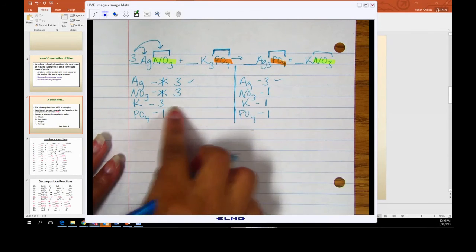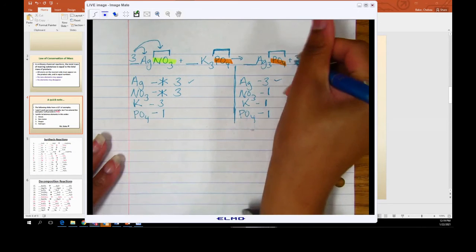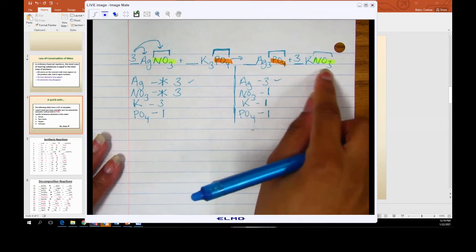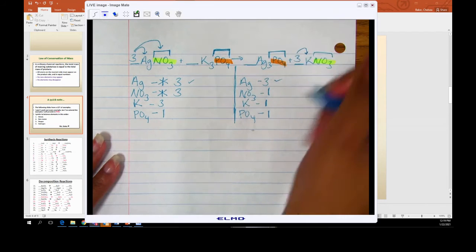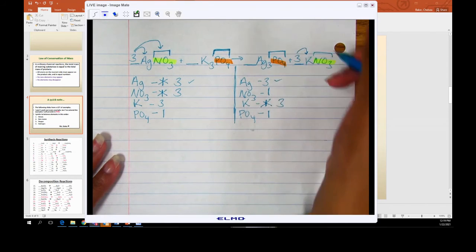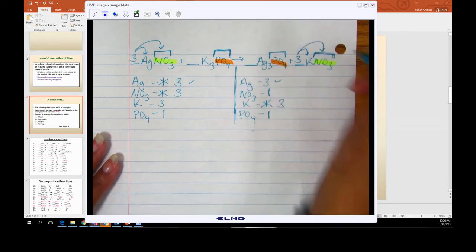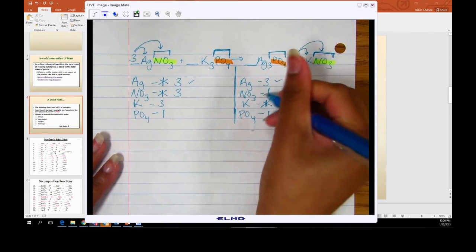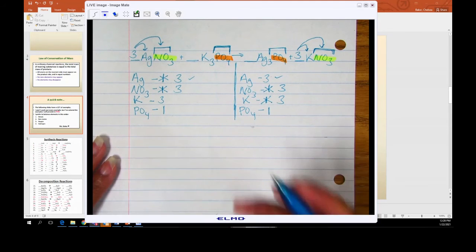My potassiums are unbalanced, K. So I'm going to throw a 3 in front of my potassium nitrate on this side. That's going to affect not only the potassium and its count, but also the nitrate, right? This whole unit of nitrate. And that'll make it 3. And that's that. Everything else is balanced.